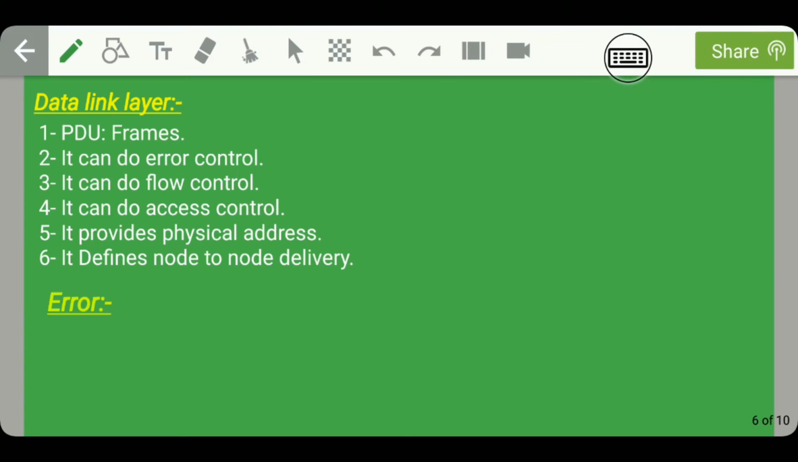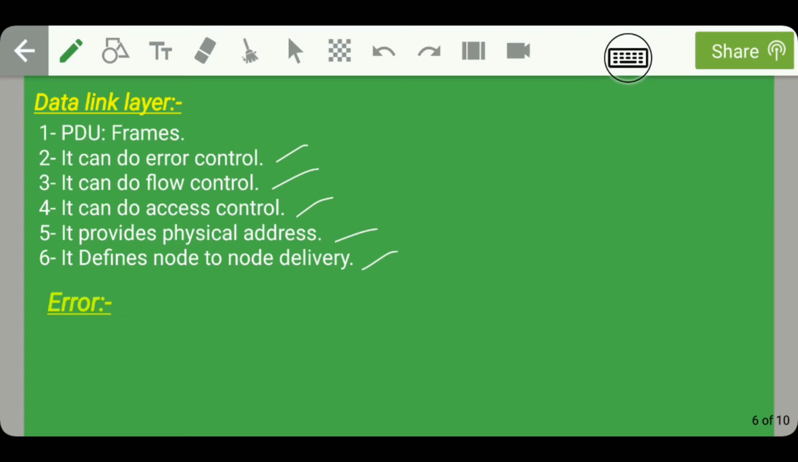Guys, talking about the next layer of OSI reference model, that is data link layer. The main functionalities of data link layer are that the PDU in data link layer, that is the data format supported by data link layer, is frames. Moreover, it can do error control, flow control, access control, it provides physical address, and it defines node to node delivery. So guys, let us talk about all these functionalities in detail one by one.